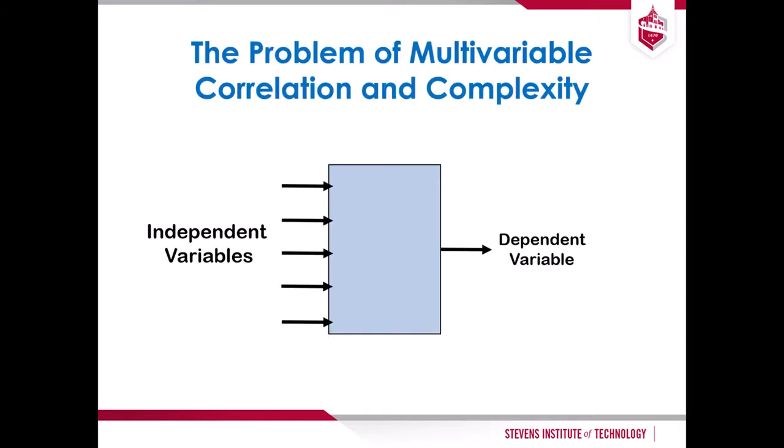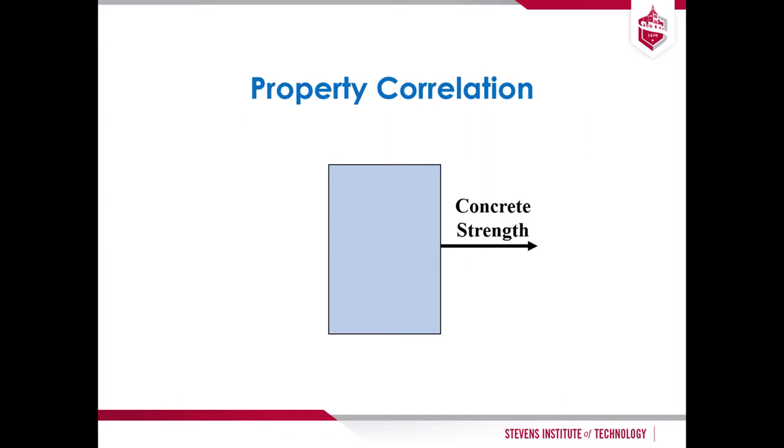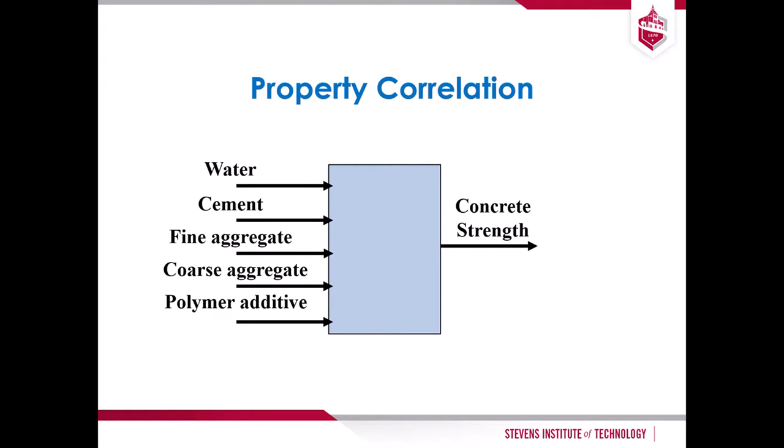So here's the general problem. What do you do in this situation? When you have some system that produces some kind of output, the dependent variable, but there are some number of independent or causative input variables, more than one or two. So this happens quite often. The example I'm going to talk about is concrete strength, which depends on how much water, cement, fine aggregate, coarse aggregate, polymer additives, and other factors go in to give you that strength.